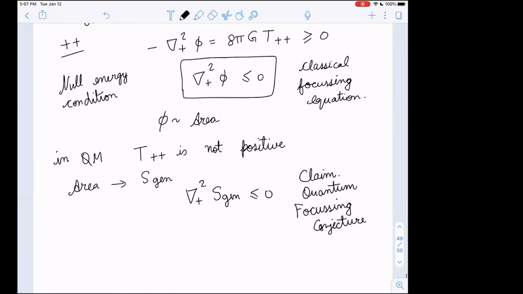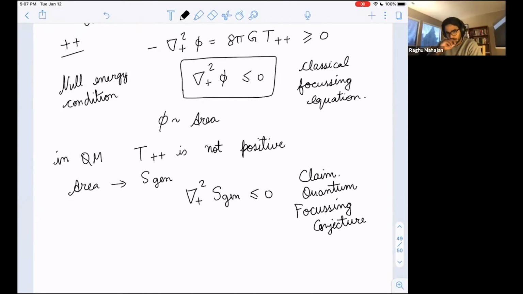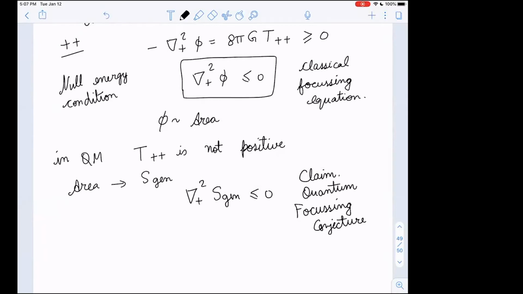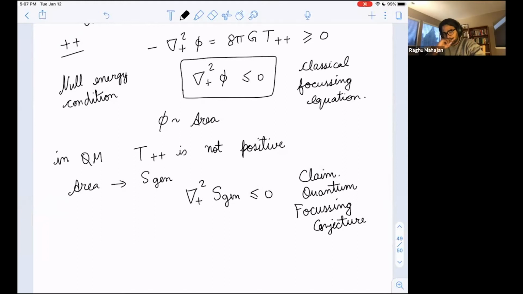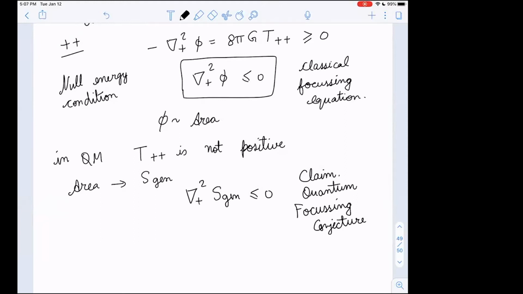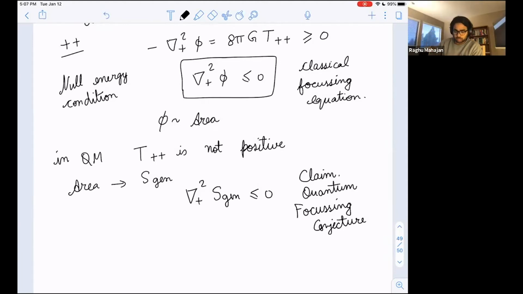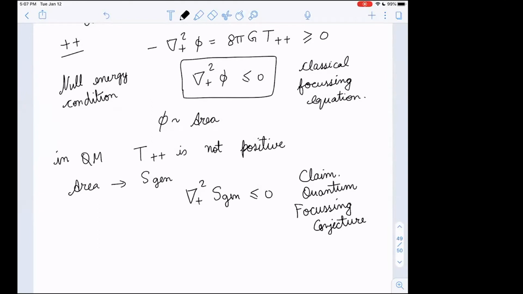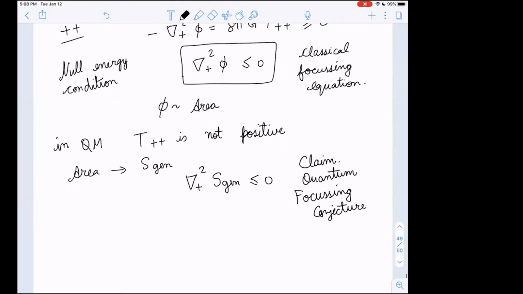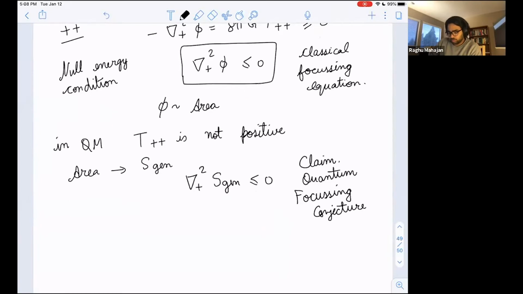I have a question here. Yes, please. Usually, you hear the classical focusing equation use this classical null energy condition. And usually at the quantum level, people talk about the average null energy condition. Yeah, I'm going to mention that in a bit. Oh, okay. I will write it. Yeah, exactly.